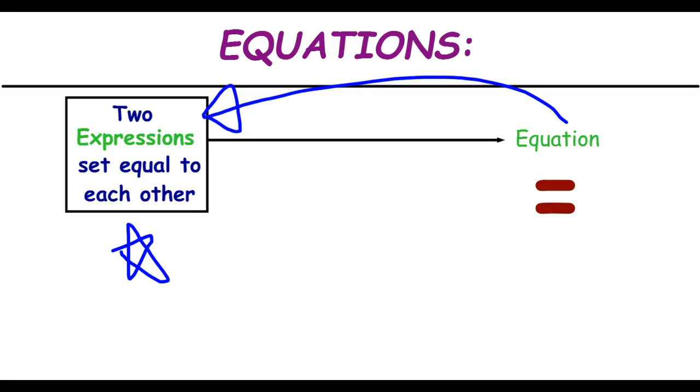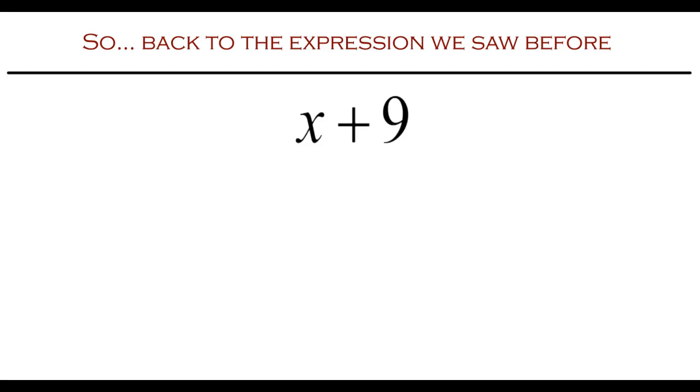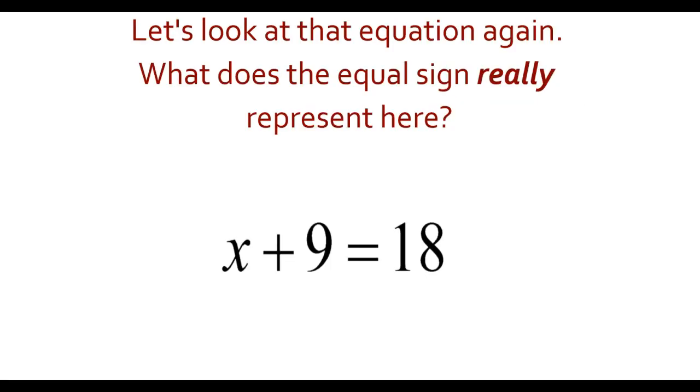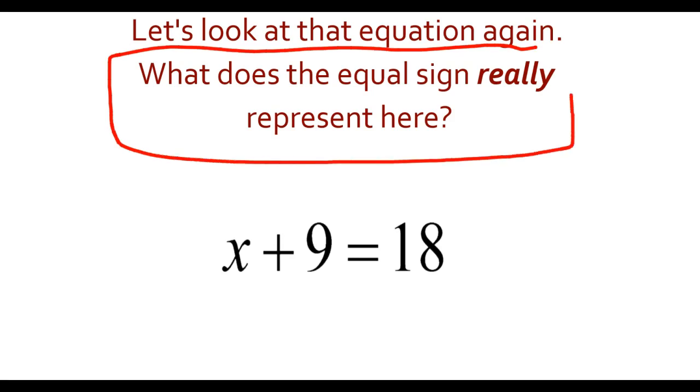So now if we go back to the expression that we had for x plus 9, to make it an equation, we simply add an equal sign and some other expression to the other side. In most cases this year, it's going to be just a single number. So we have a variable expression and we have one value for that expression. So in our case, x plus 9 is going to be equal to the value 18. So the question that comes up then is, how are we going to be able to tell what the value for x is? And in order to think about that, we have to talk about what the equal sign really means here.